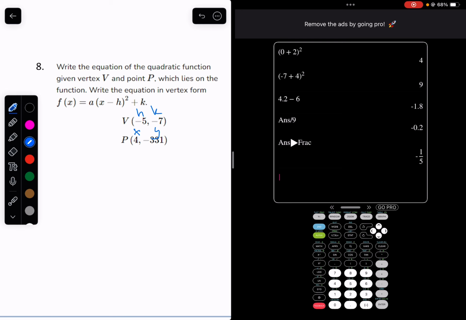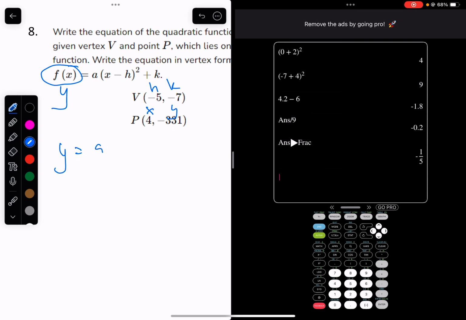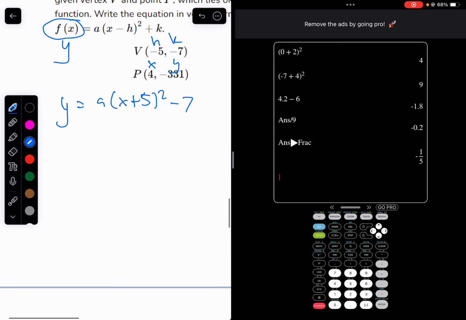So now here, this one does say f of x. Remember, f of x is the same thing as y for right now. All right, so we can go ahead and plug everything in. So first we'll plug in our vertex. So we would get x plus 5 squared minus 7. And then we'll go ahead and plug in our x and y, which is going to be negative 331 equals a times, and we've got 4 plus 5 squared minus 7.